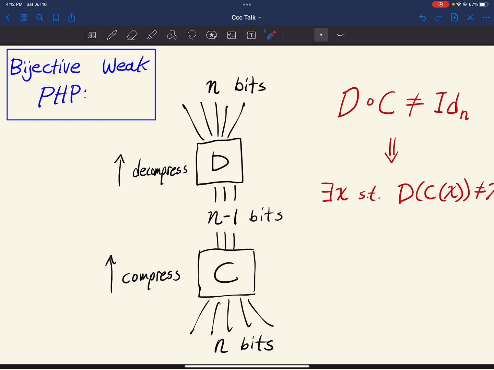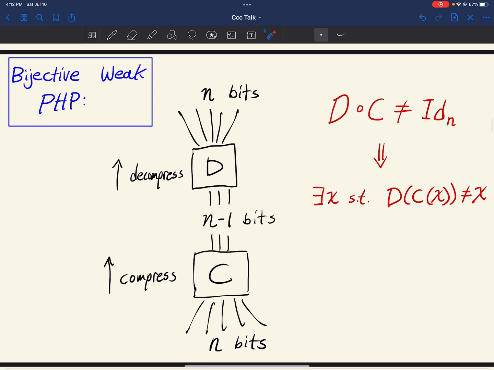And then we have a decompression that goes from n minus 1 back to n, then this cannot be a lossless compression scheme. There must be some input x such that when we feed it through these two maps, we get back a different string. So this string that we're looking for is somehow incompressible by this compression scheme.